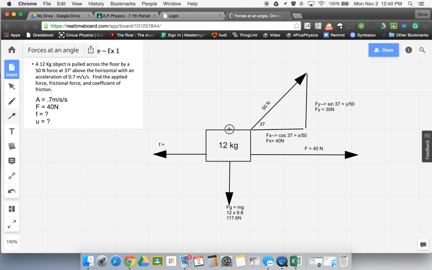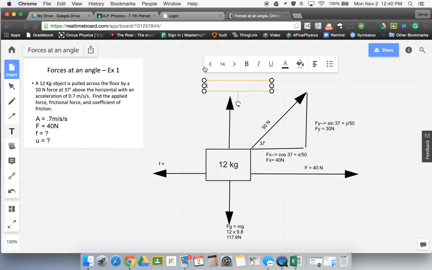Step three. Next thing you need to do is always solve for the normal force. This is where things get tricky. The normal force is equal to the force of gravity. But this time we're pulling. So remember, when we pull, we subtract the force in the y direction. Well, that tells me it's 117.6, the force of gravity, minus the force in the y direction, which was 30 newtons. So the normal force is equal to 87.6 newtons.